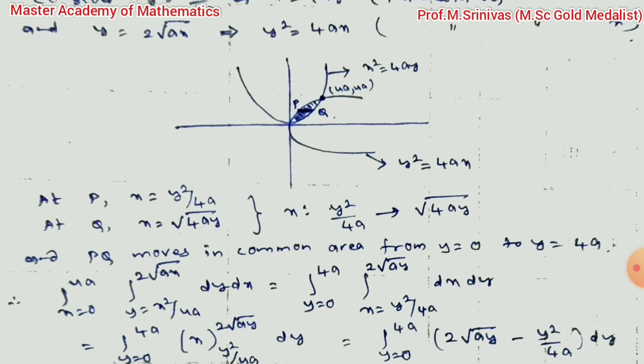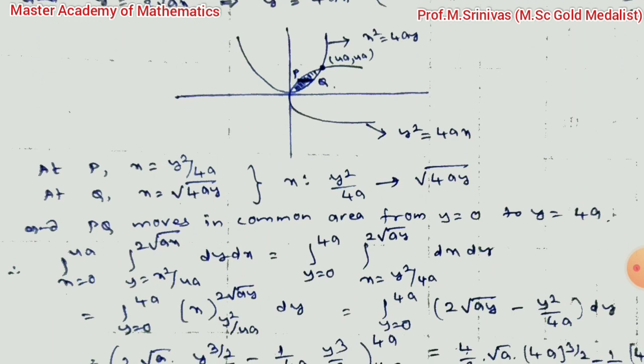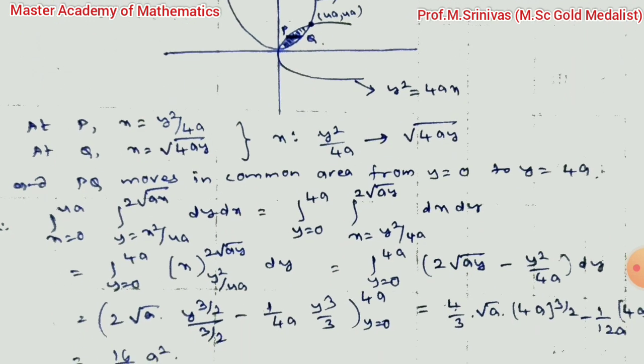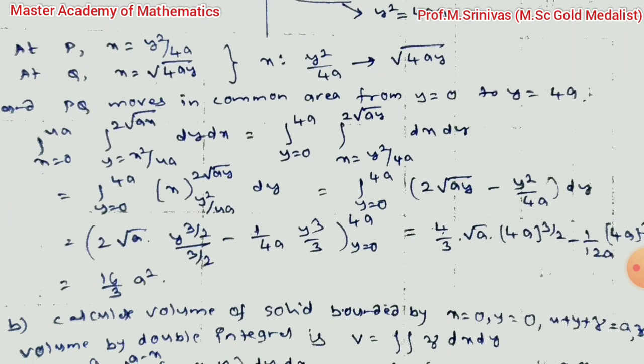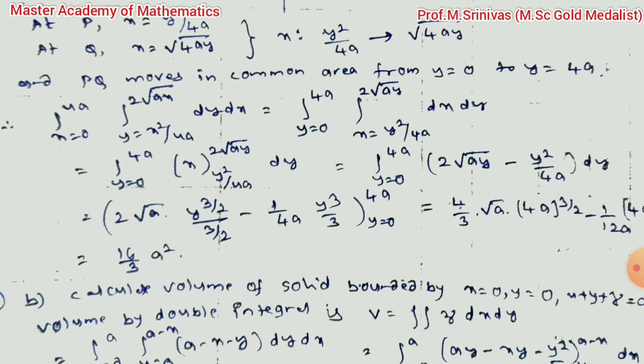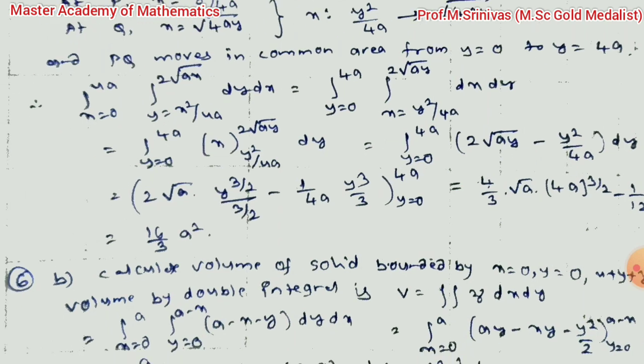To get the y limits, PQ moves in the common area from y equal to 0 to y equal to 4a. That intersecting point is 4a. You just solve those two equations and you will get the x and y values. Then you substitute them in the given integration. First the y integration, next the x integration. Find the first y integration as it is. On making the x integration, substitute the limits. Then move to the y integration and substitute the limits. Finally, you get 16 by 3 into a square.